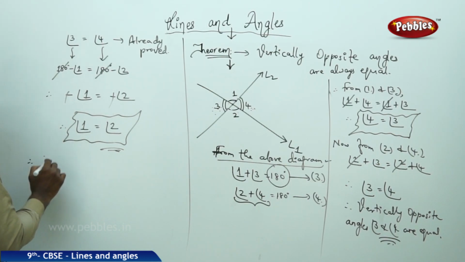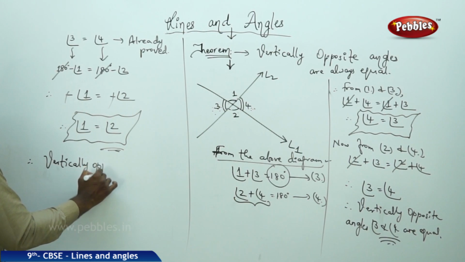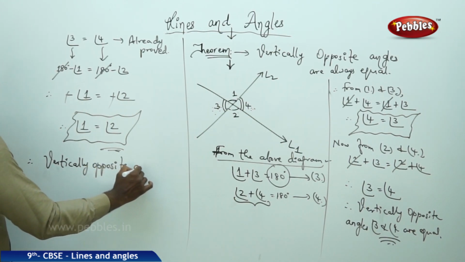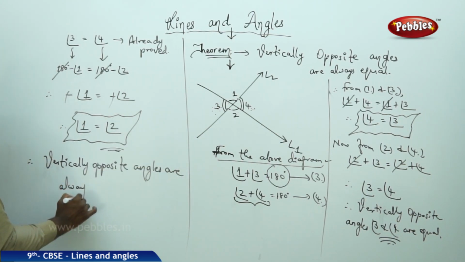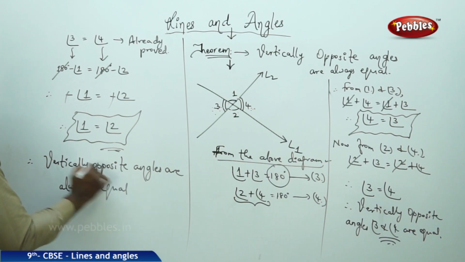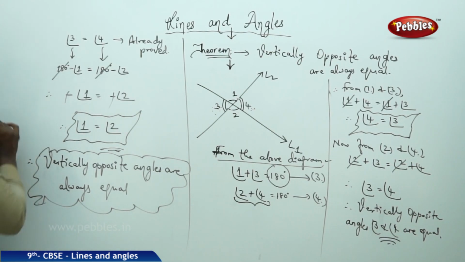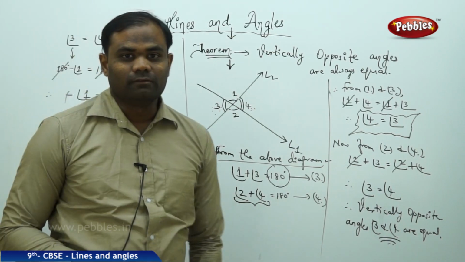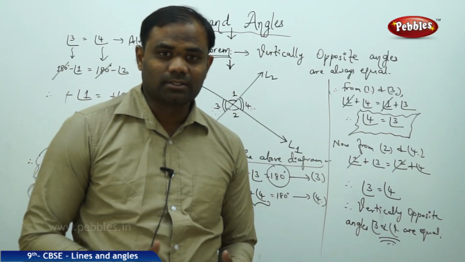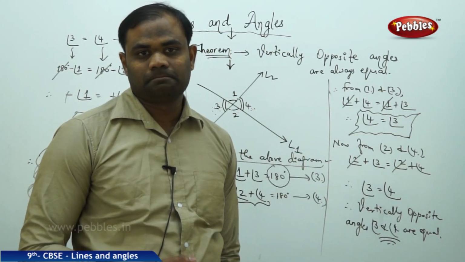Therefore, vertically opposite angles are always equal. This is how we conclude the property. Vertically opposite angles are always equal. It's universally true, as proved mathematically here.